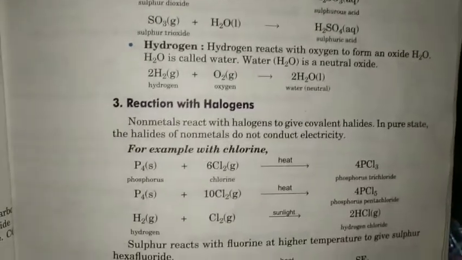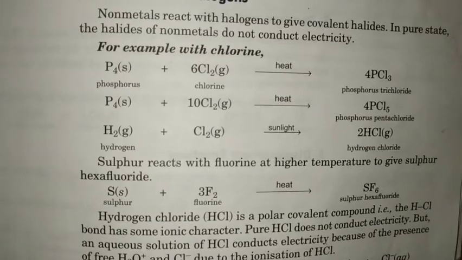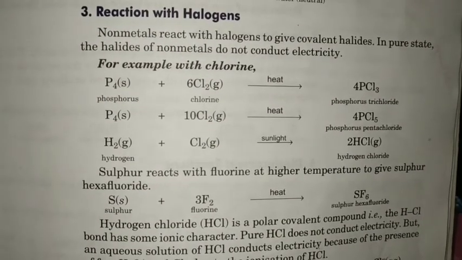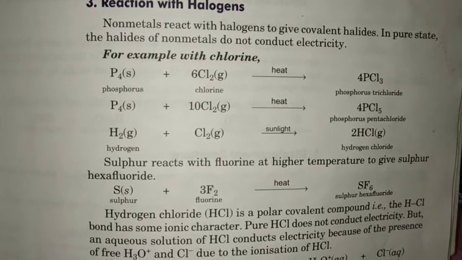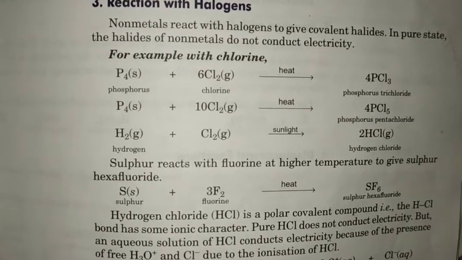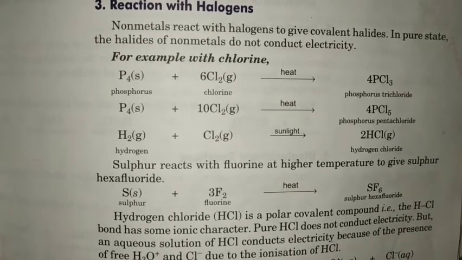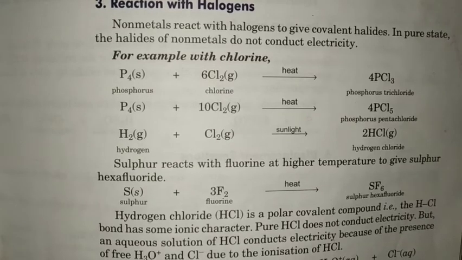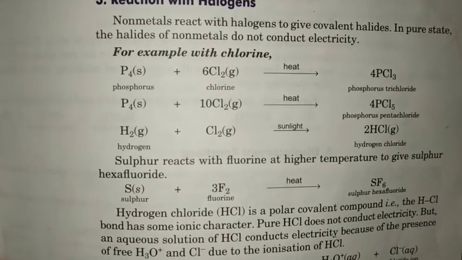Now you see the reactions with halogens. Nonmetals react with halogens to give covalent halides. In pure state, the halides of nonmetals do not conduct electricity. So P4 plus Cl2 will give phosphorus trichloride. These are halides, these are covalent halides.